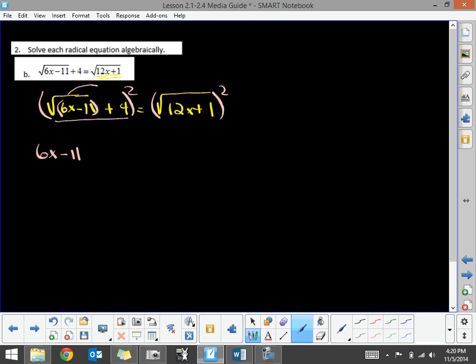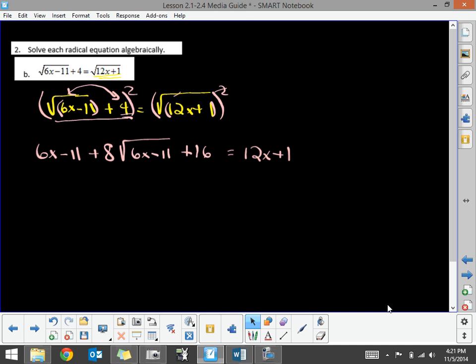Then I've got to double the outside inside. So I have to take 4 times the square root of 6x minus 11, and then double it. So that's going to give me plus 8 of those square roots of 6x minus 11. And I'm going to square the last: 4 times 4 is 16. On the other side, I'm squaring the argument of 12x plus 1, and that squaring will undo the square root, so we just have 12x plus 1. So that's after my first round of squaring.